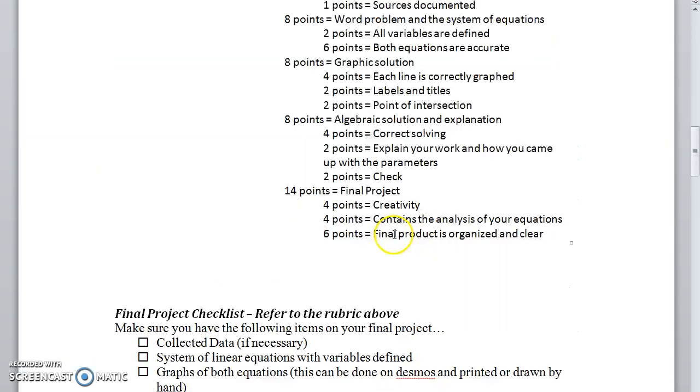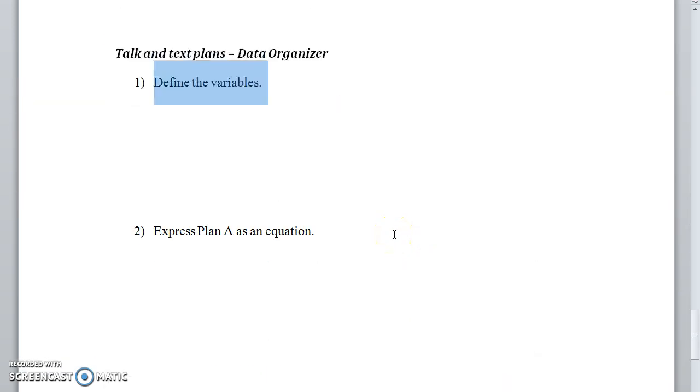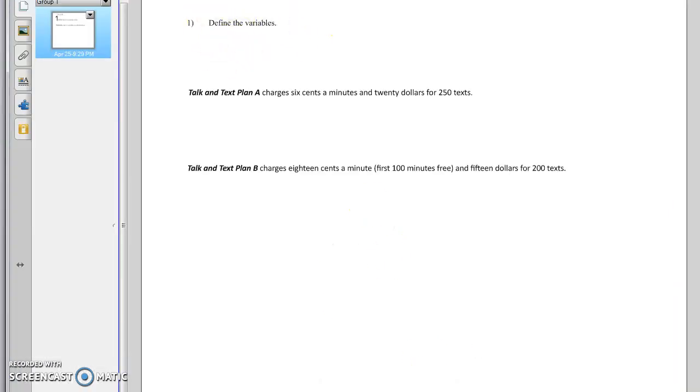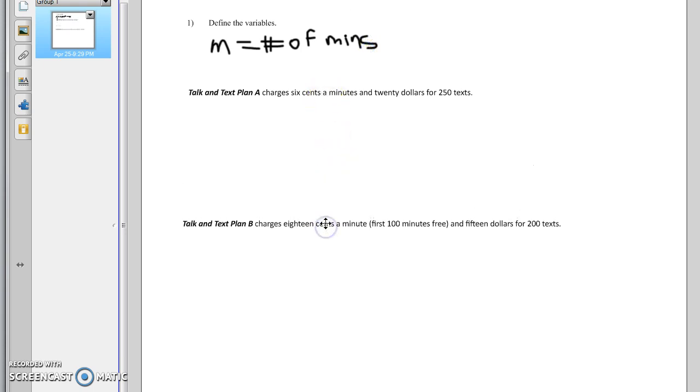So the first part, you guys are going to scroll down to where it says define the variable. So let's go ahead and do that. I'm going to go to a different sheet right here, so you guys can see that. Define the variables. The variables in here is basically going to be the minutes. The main thing that's going to be changing is the number of minutes. So I'm going to put M to represent my number of minutes. If you want to put down something different, that's fine too, just as you have something set up to represent those values. So that is the first part in there, defining the variables.